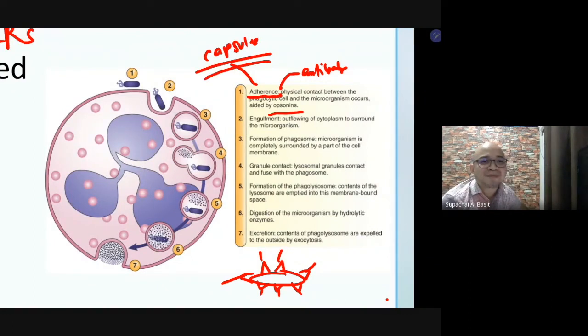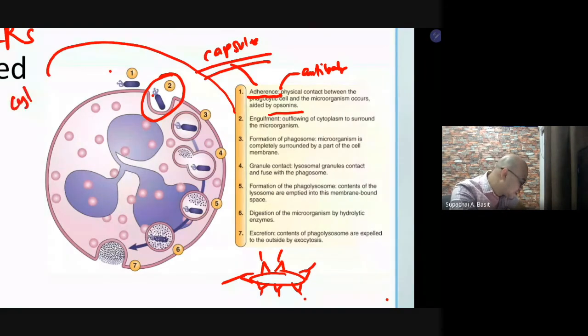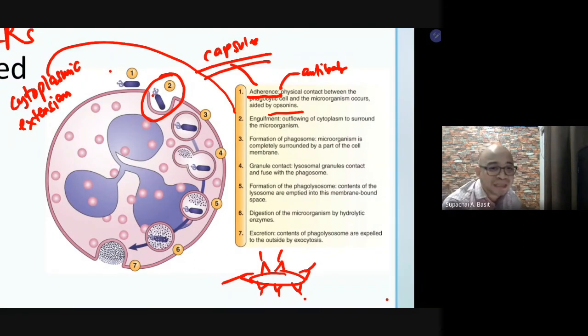If the cells have a capsule, then it will prevent adherence, such as Klebsiella pneumoniae, for example. Now, this is the second step. We call it engulfment. It is actually the outflowing of cytoplasm to surround the microorganisms. Sometimes, engulfment is more appropriately described as cytoplasmic extension of the phagocytic cells. So that's the second step.